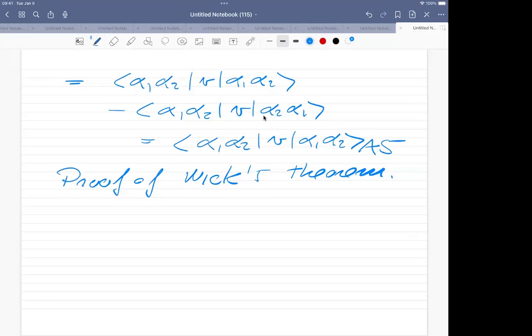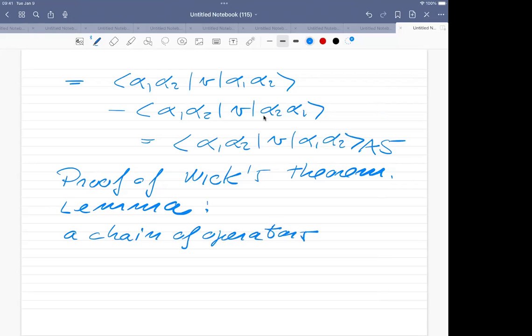So in order to prove Wick's theorem, we need a small lemma. And with that lemma, we can proceed and prove the theorem. The lemma is introduced as a helping quantity. We are going to have a chain of operators, which we define as X, Y, Z up to W, and then we add a new operator to this chain. We are going to assume that this chain of operators has been normalized, so we are looking at a normal ordered chain of operators.